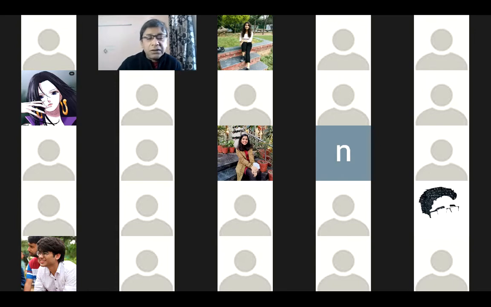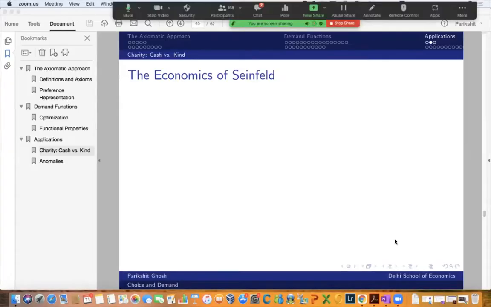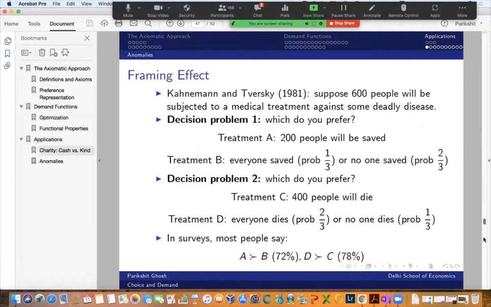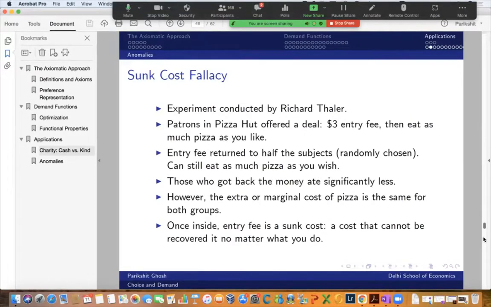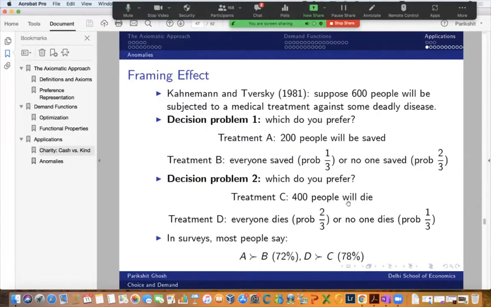Okay, let me move on, because there's a lot to discuss. Okay, I'll skip this one. I'll talk about it when I talk about choice under uncertainty.